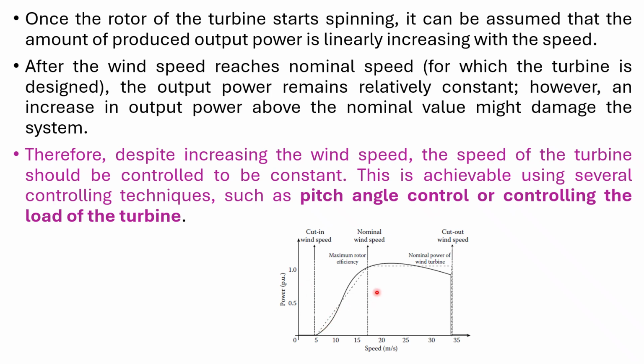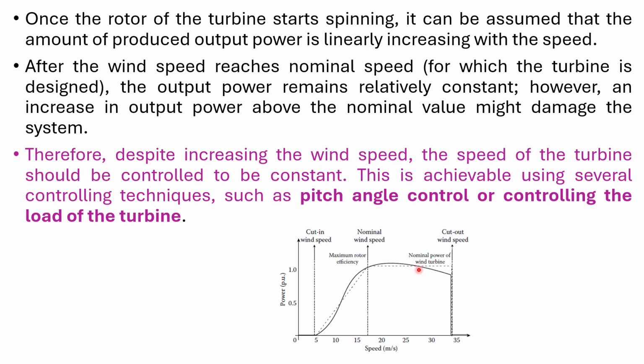We assume that after reaching a particular speed, the nominal speed for which the turbine is designed, the output power remains relatively constant. However, an increase in output power above the nominal value might damage the system. So we have to maintain the power in the nominal range, not increasing beyond that. Therefore, even if the wind speed is increasing, the speed of the turbine should be controlled so that it is maintained constant.